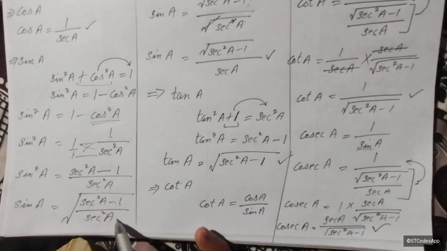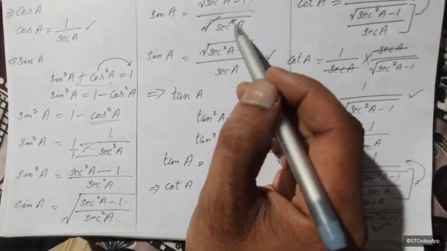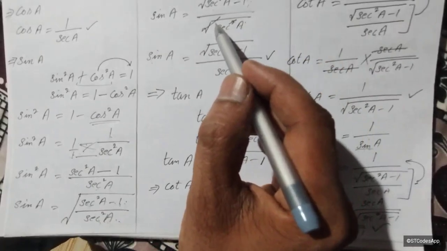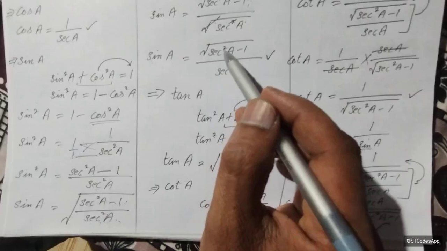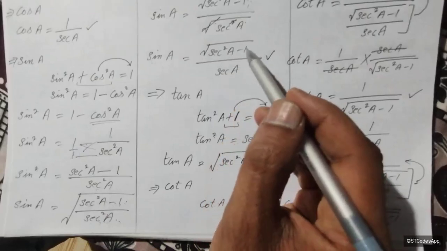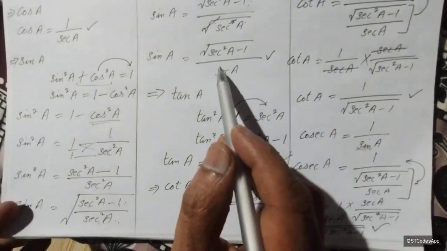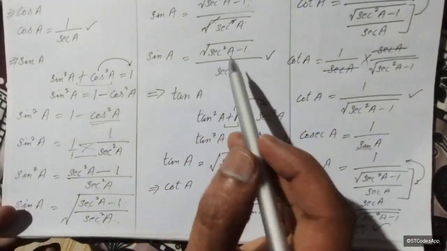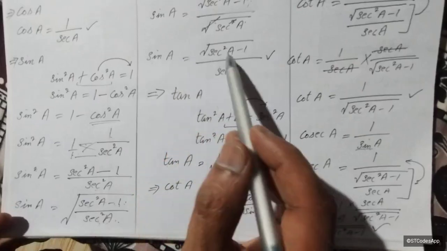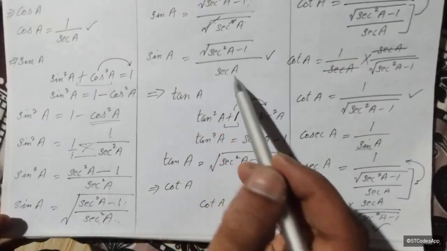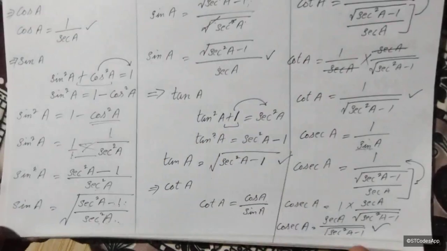Okay, so this under root we can solve, this one cannot be solved. So we solved this under root here. We got under root sec square A minus 1. This cannot be solved. It will remain in the same form. So this is the final answer of sin A. We showed sin A in the form of sec square A, as you are seeing.